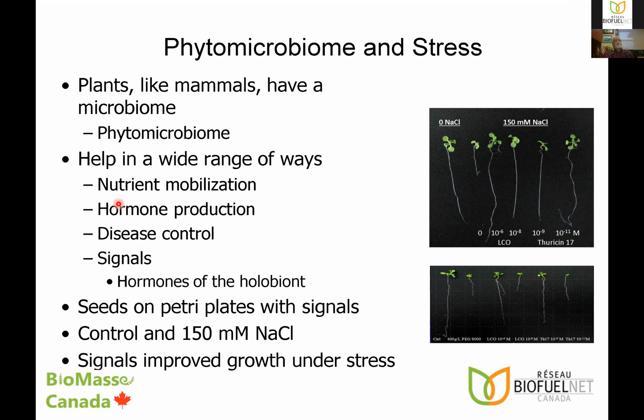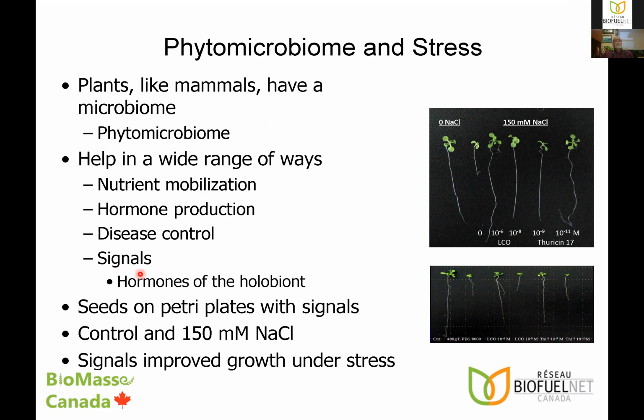So yeah, nutrient mobilization, they can help with that, phosphorus and things like that, iron. Hormone production, they produce plant hormones or analogs to plant hormones or precursors to plant hormones, these various things, and those can regulate plant production, plant growth. We do some work on biocontrol, so you get things that will control disease organisms. A lot of our focus is here on signals.